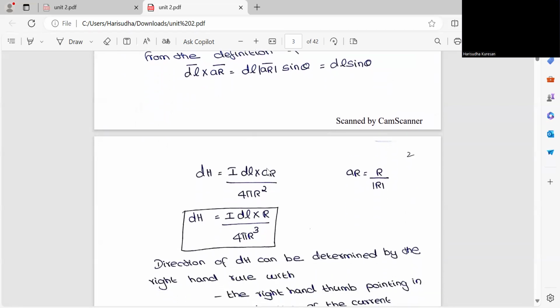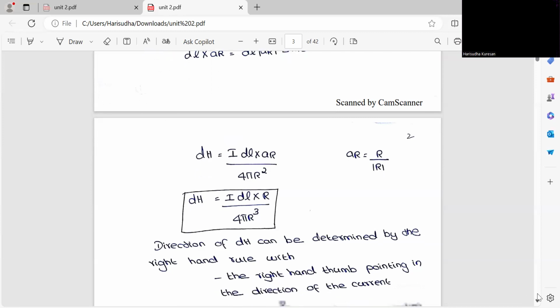Again, this aR can also be written as its direction divided by its magnitude. Therefore, instead of the unit vector aR, I can also write it as R divided by magnitude of R. Already in the denominator, R square is there. Therefore, this R will combine, and I have written it as R cube. So I can write the differential magnetic field intensity is equal to I dl cross R divided by 4 pi R cube.